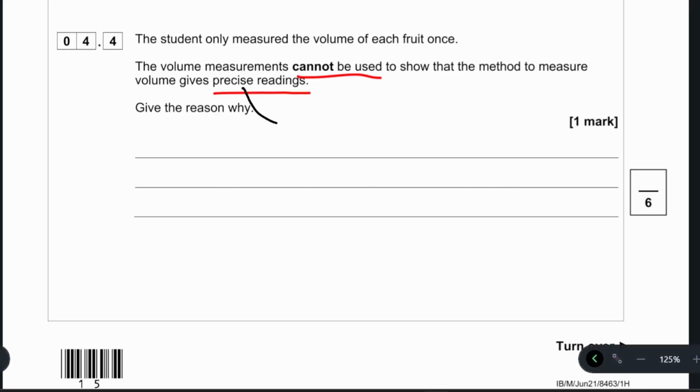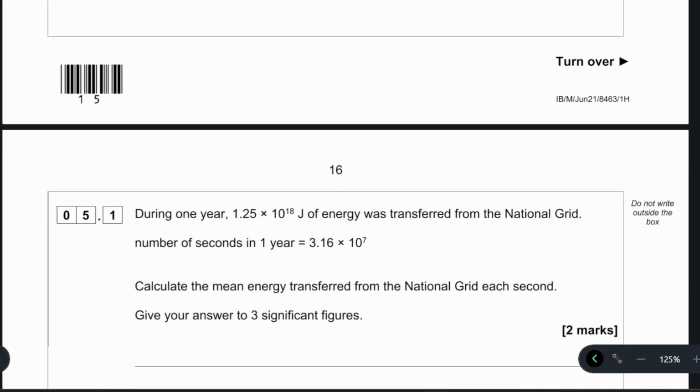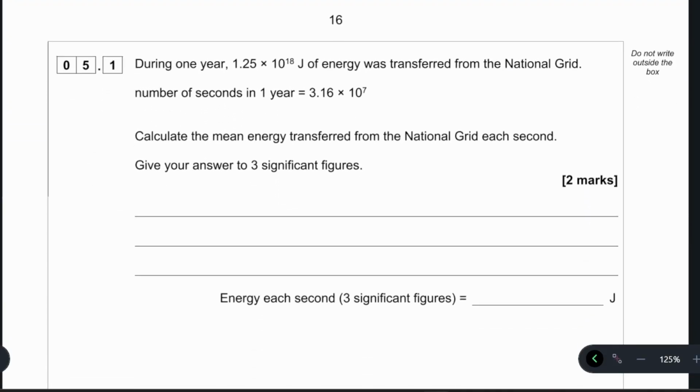Well, the definition of precise is where you take several readings and they end up being close together. Now, the problem we have is that we haven't taken several readings because we're told in the question we only took the reading once, right? Each fruit we measured it only once. So because there's no repeat readings, we can't say that it's precise. So we need repeat readings basically. Cool. And that's it for question 4. So let's move on to question 5.